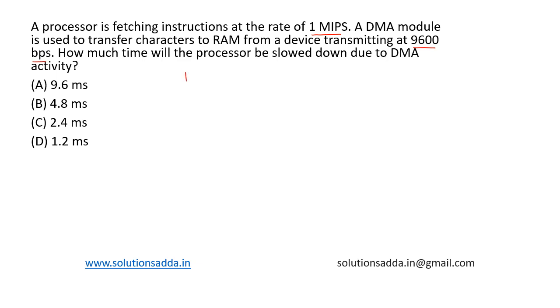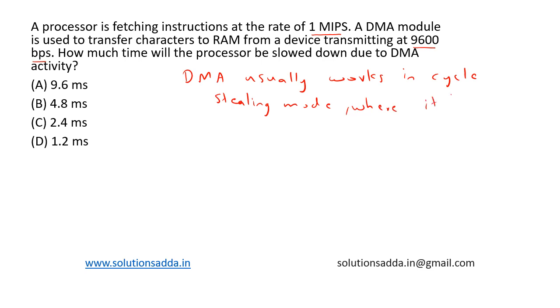So DMA usually works in cycle stealing mode, where it transfers 1 byte per cycle.